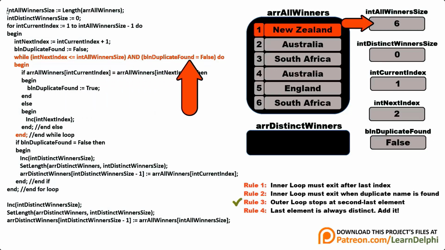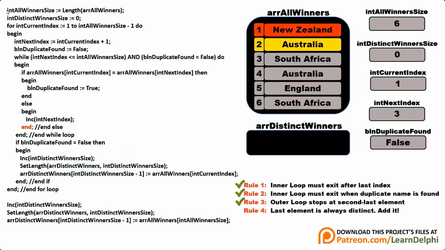The size of the array is 6 and the next index is 2. We did set the boolean to false, so both these conditions are true. This is 2 of the 4 rules I mentioned earlier. Inside the while loop, we have an if statement that checks if the name of the current index is equal to the name of the next index. In this example, it compares index 1 with index 2. New Zealand and Australia do not match, so the boolean stays false. Then the compiler checks the else branch, and you increase the next index to 3.